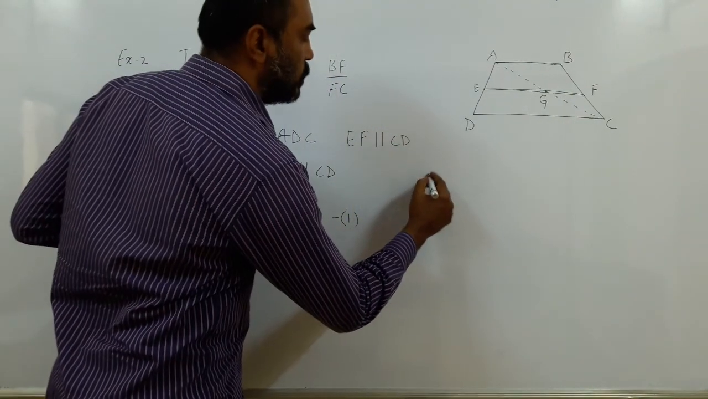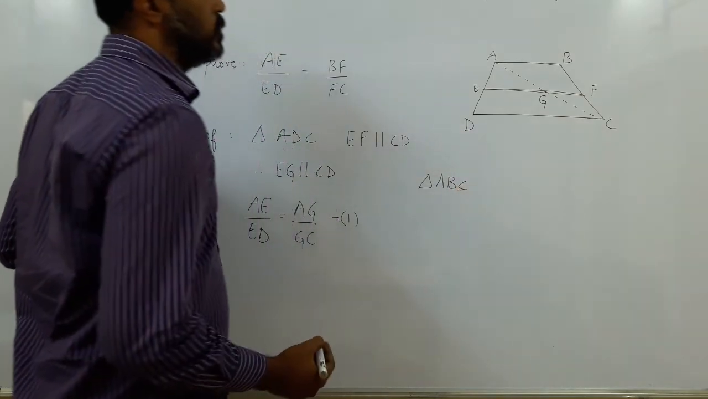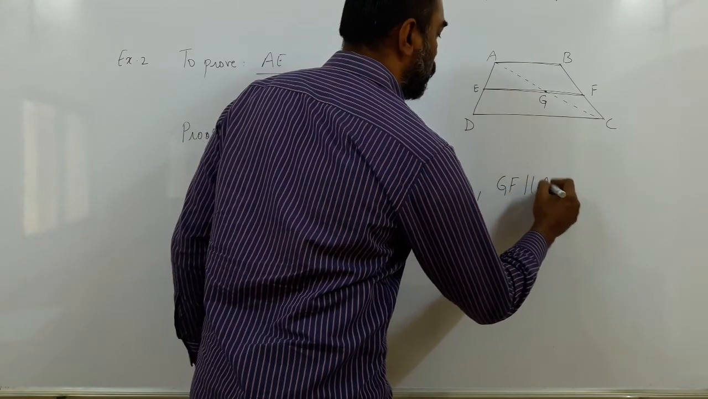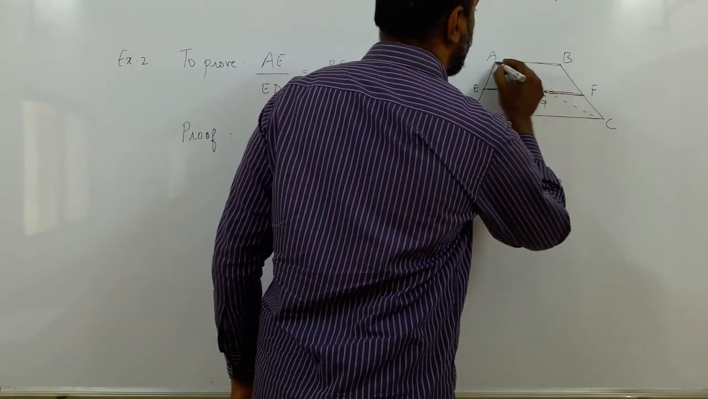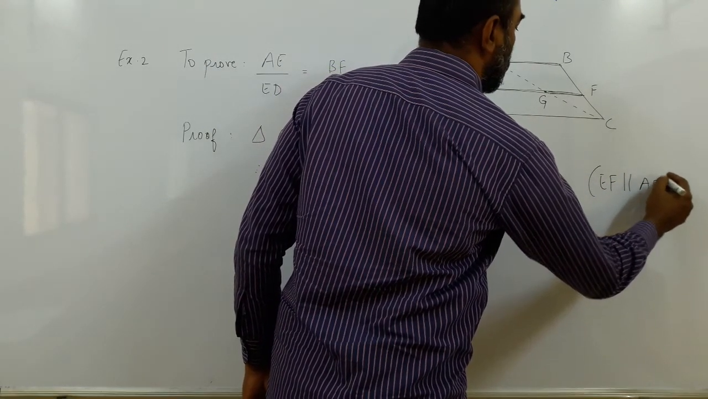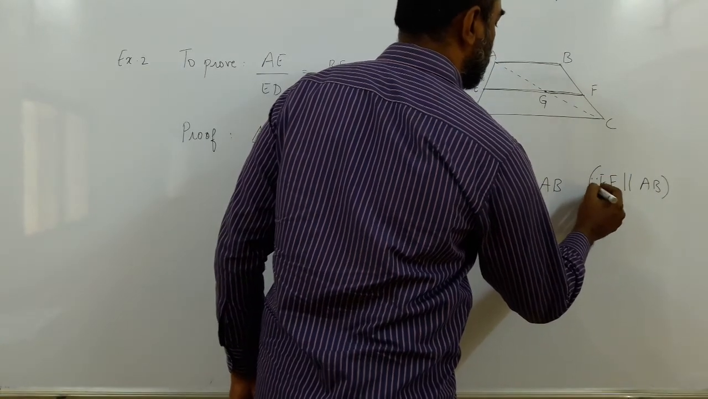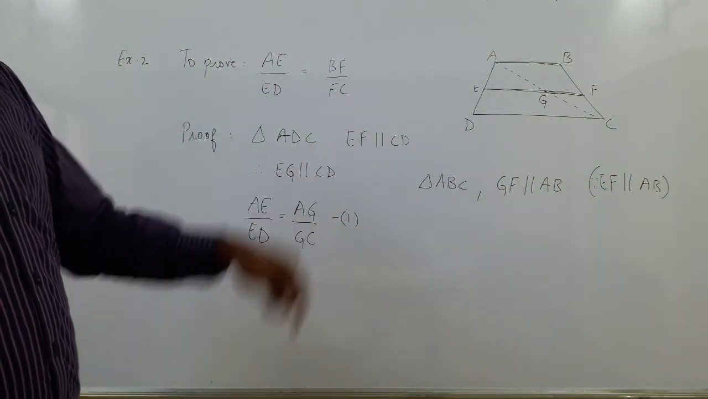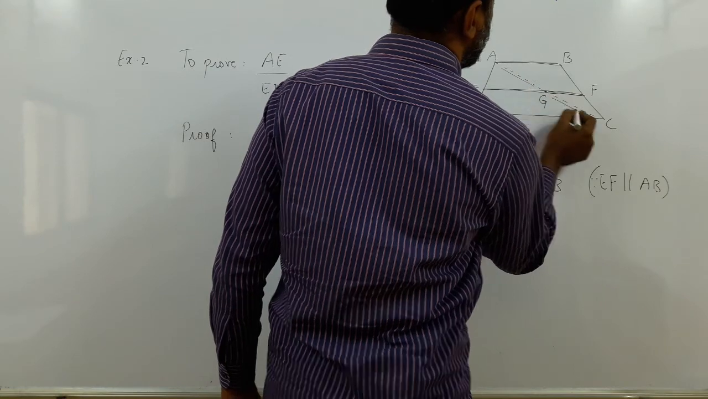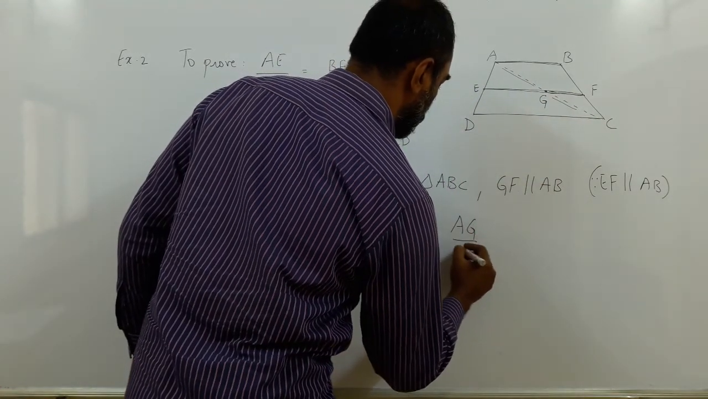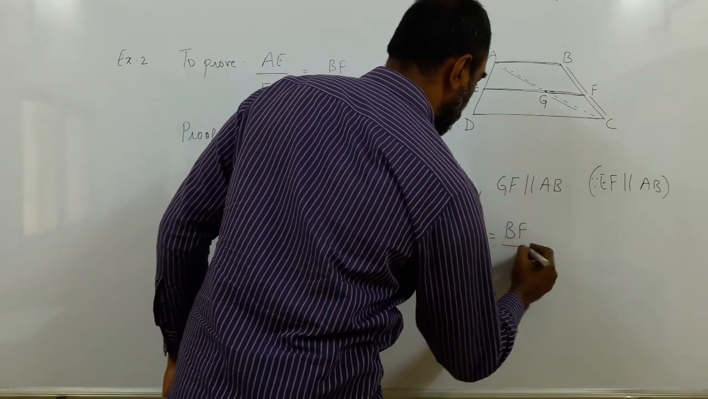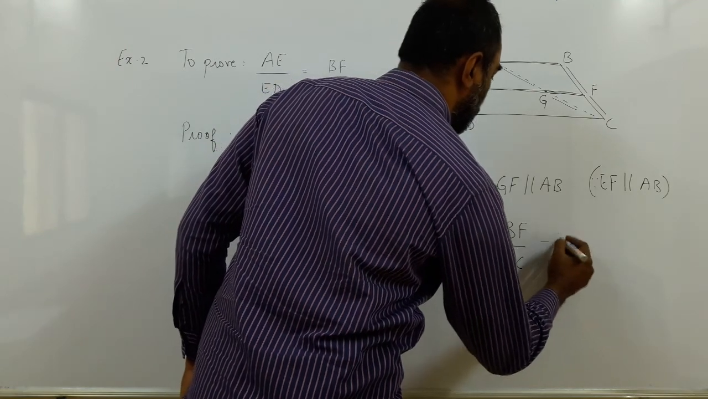Now look at triangle ABC. In ABC you can see GF is parallel to AB. Why? Because EF is parallel to AB. So EF is parallel to AB, so GF is parallel to AB. So now if these are parallel, then we have AG upon GC equal to BF upon FC. This is our result number 2.